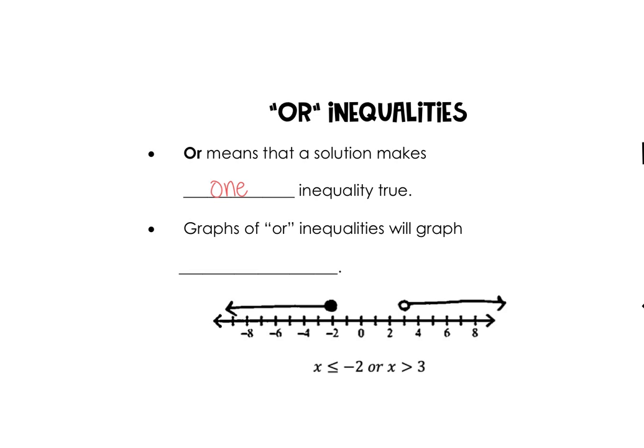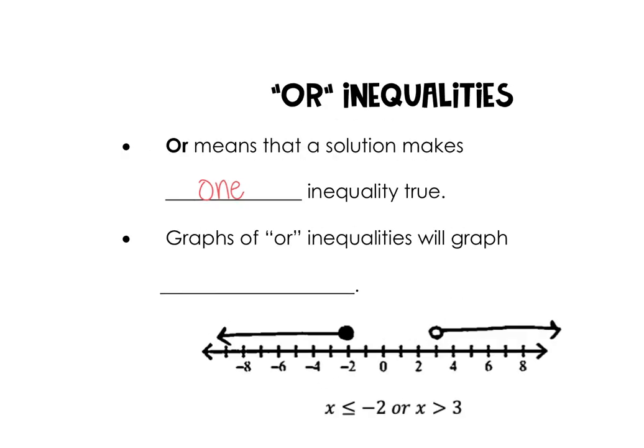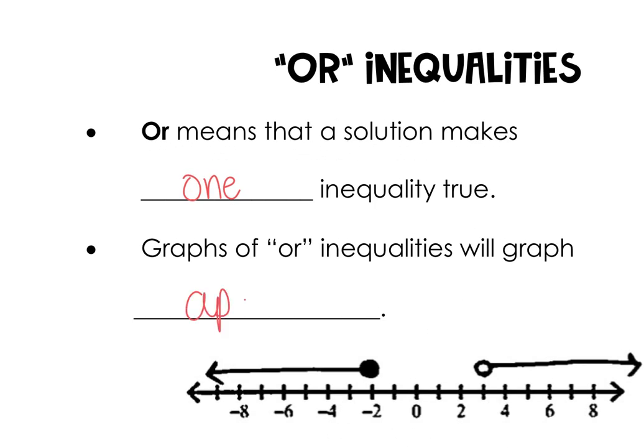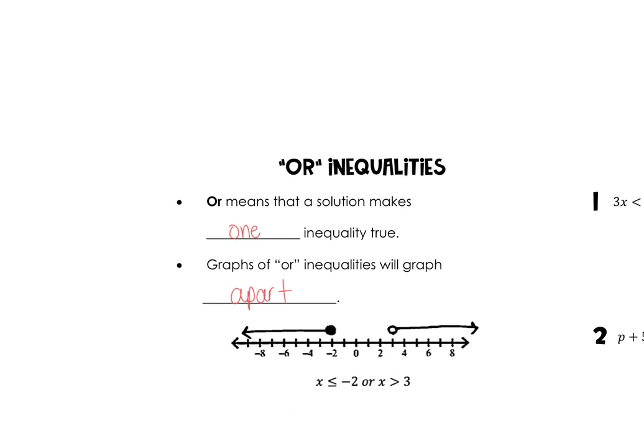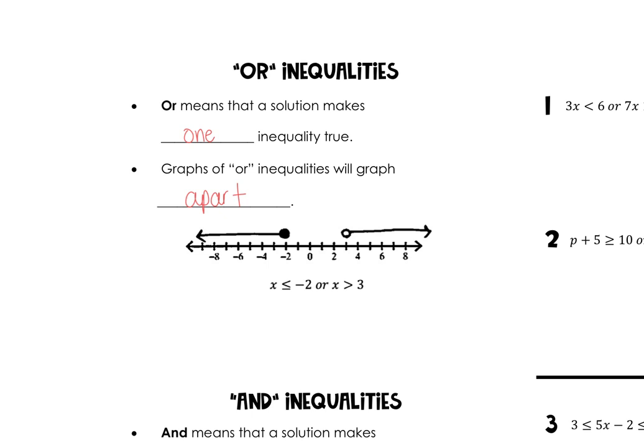And graphs of these or inequalities are going to graph apart. So I've given you an example below. The or inequality is that x is less than or equal to -2 or x is greater than 3. So we take these 2 solutions and they're graphed on the same number line, and we use those same rules that we did in lesson 5 when we graph.